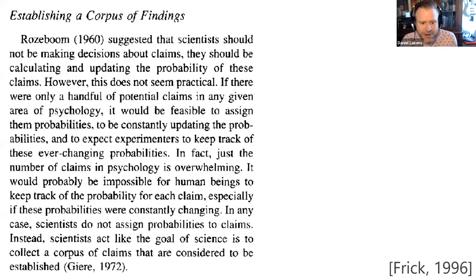And I think this has been nicely described in this paper by Frick from 1996. He responds to an older argument by Rosenbaum, who says that scientists should not be making decisions about claims, but they should update their personal beliefs. And Frick responds against this. He says, no, there's a different goal that we have as scientists. The goal of scientists is to collect a corpus of claims that are considered to be established. So we get a lot of these facts, or things that we at least temporarily believe as facts, and we use them, for example, for theorizing or sometimes to make concrete decisions about which studies we'll do and which studies we won't do. So there's a corpus of claims that we have.